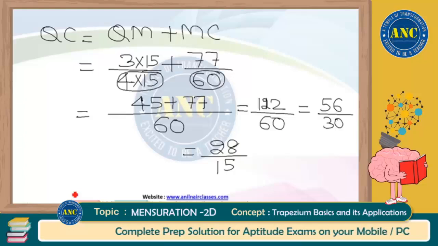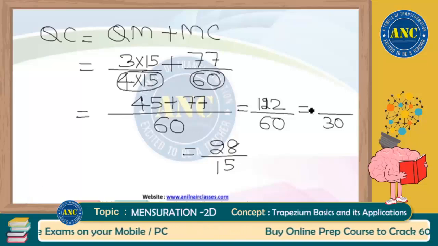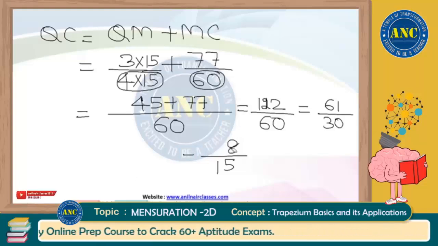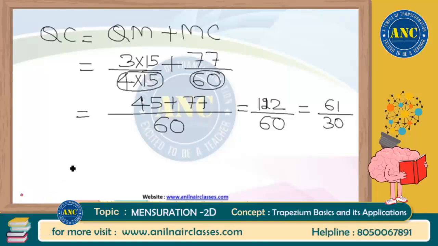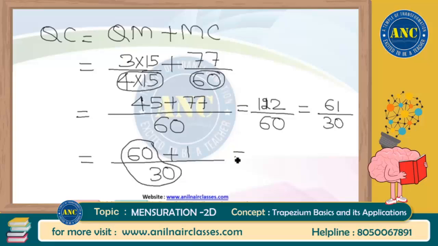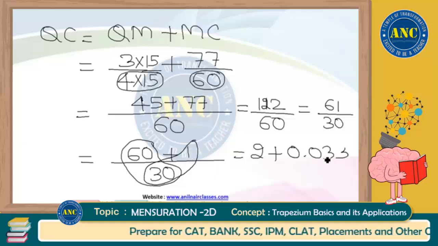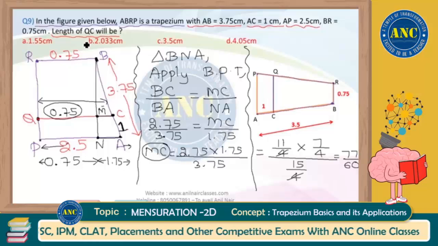122, if I divide by 2, let me erase all this, sir. 122 divided by 2 is 61, right? I hope I am making sense. It is 61 divided by 30. When you divide 61 by 30, you will get the answer as 2.033. Sir, how did you find 61 divided by 30 so easily as 2.033? Simple. 60 plus 1 divided by 30. 60 divided by 30 is 2, plus 1 by 30 is 0.033. Final answer is 2.033, which is my option B. This should be the answer.